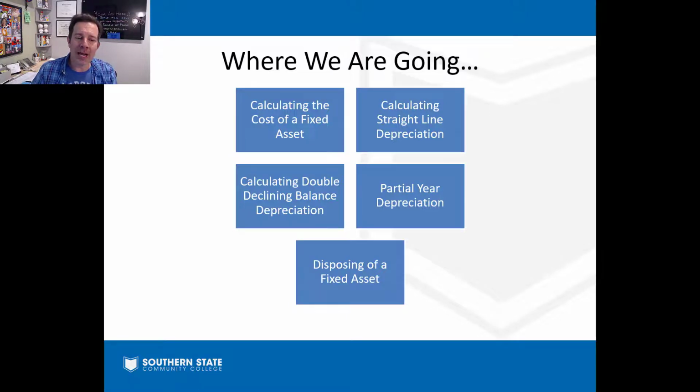We'll talk about what happens if we have a partial year for depreciation. Maybe we didn't buy it right at the beginning of the year. And then finally, we'll talk about how to dispose of a fixed asset. What happens at the end of the life of the fixed asset when we get rid of it? How does the accounting work for that? So all kinds of fun topics that we're going to get into here.